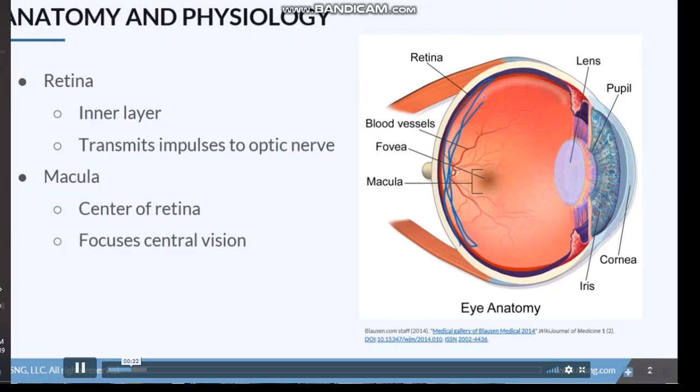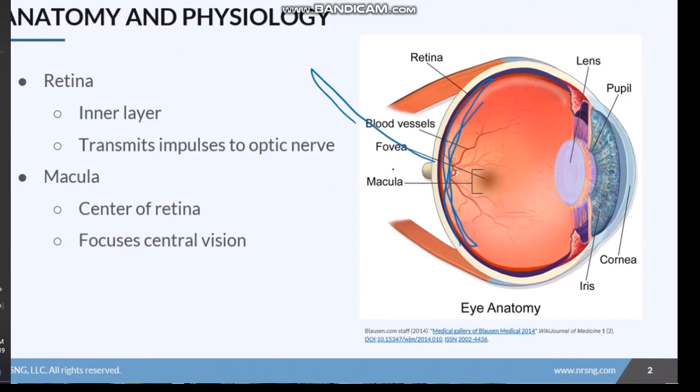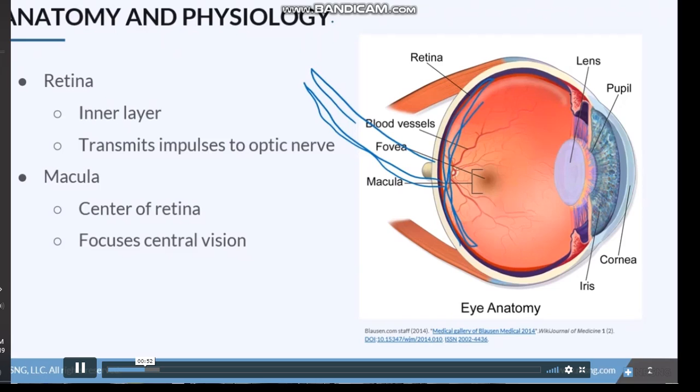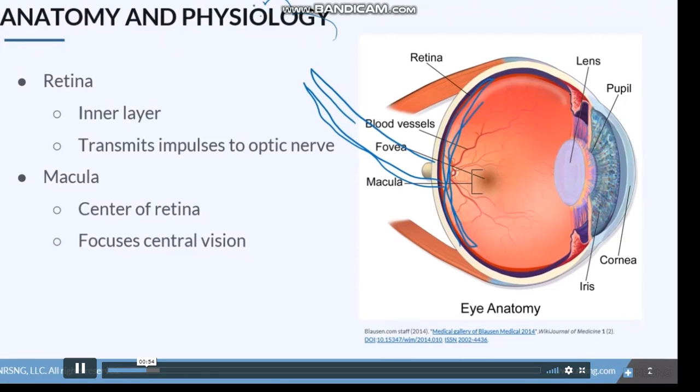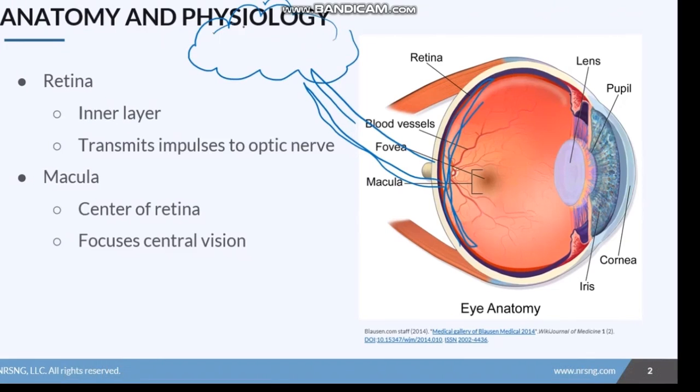Before going any further, I just wanted to make sure that we had a couple fundamental things down. The retina is made up of photoreceptors and it transmits impulses to the optic nerve. This picture doesn't have the optic nerve, so we're just going to go ahead and draw it. This is the optic nerve, and it's important because it helps transmit visual information from the retina to the brain. So let's go ahead and draw the brain. Here is our beautiful brain. Optic nerve.